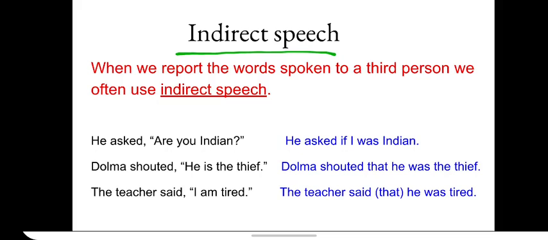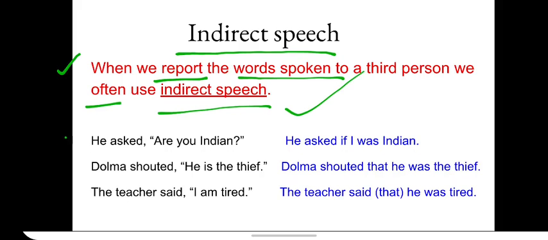So see the definition there. When we report the words spoken to a third person, he or she, we often use indirect speech. See the example: he asked, "Are you Indian?" These are direct speech. These are dialogues said by he asked, "are you Indian?" Now when you report this to someone, I'll say, he asked if I was Indian.